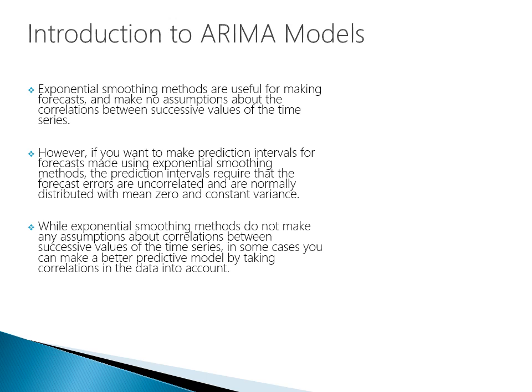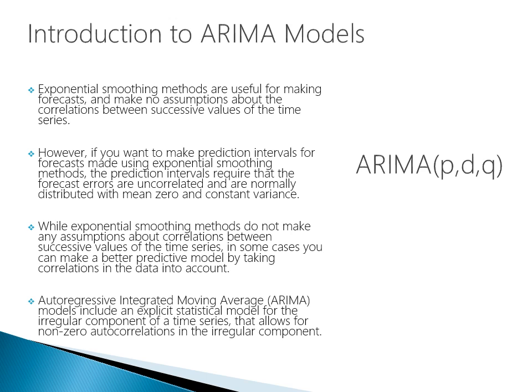While exponential smoothing methods do not make any assumptions about correlations between successive values of the time series, in some cases we can make a better predictive model by taking correlations in the data into account. This is what an ARIMA procedure does. Autoregressive integrated moving average includes an explicit statistical model for the irregular component of a time series. It allows for non-zero autocorrelations in the irregular component.